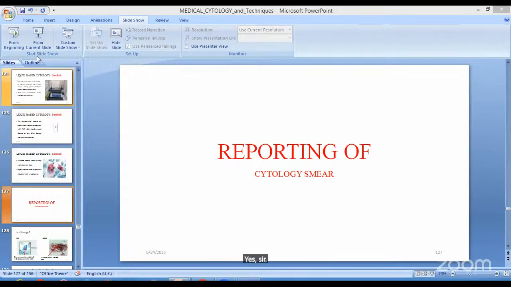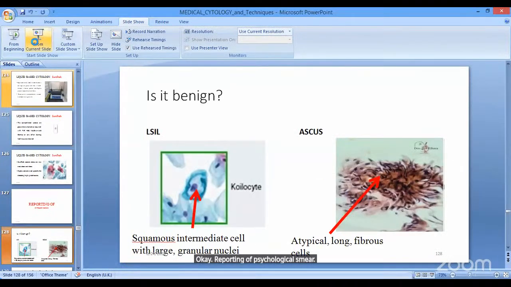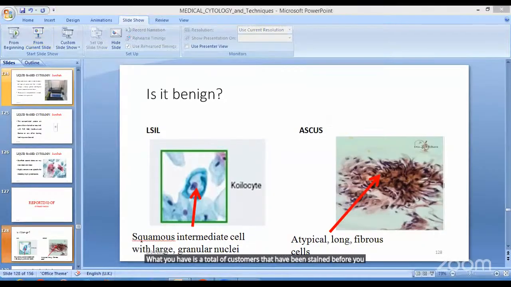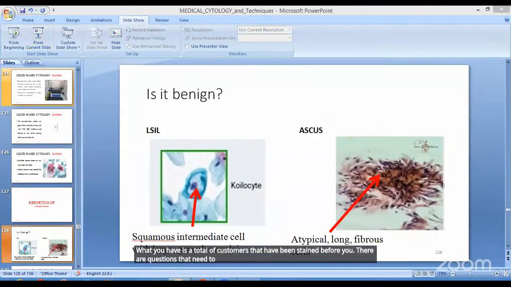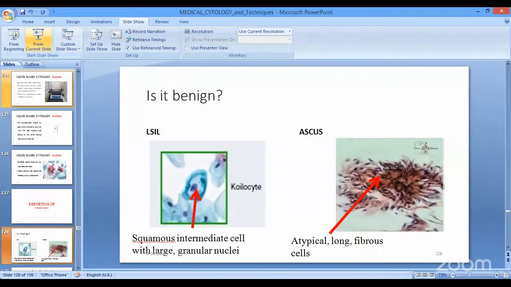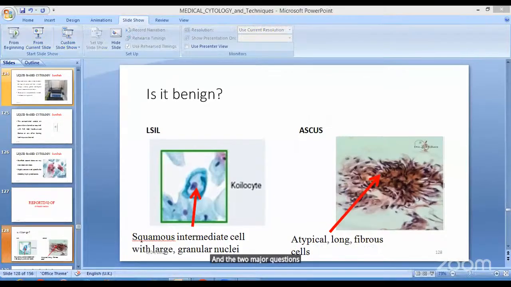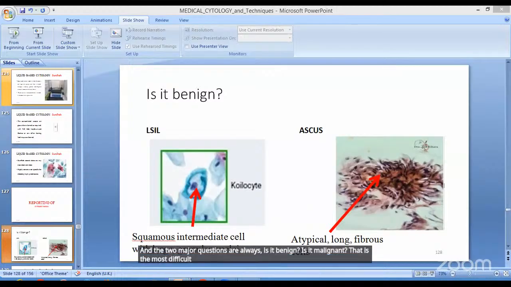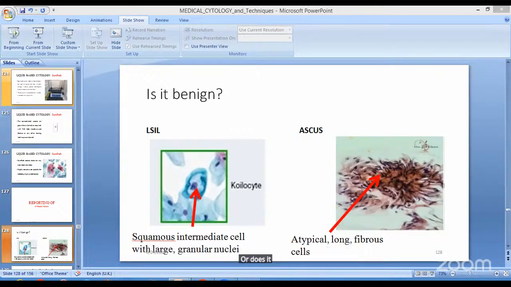Reporting of cytological smear. When you have a cytological smear that has been stained before you, there are questions that need to be resolved. The two major questions are always: is it benign? Is it malignant? That's the most difficult question you can resolve. Once you can resolve that, others will follow. So if it is benign, how benign?